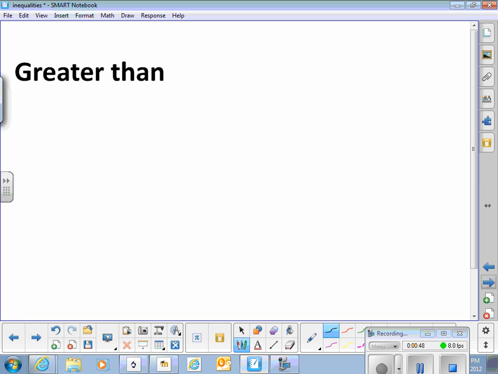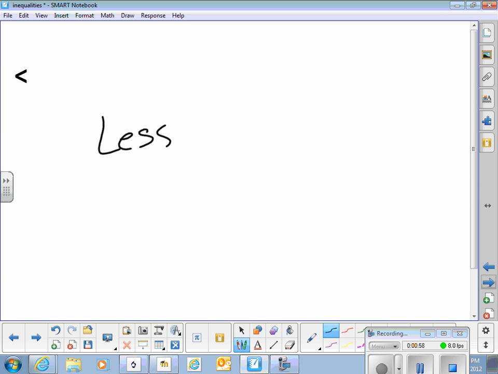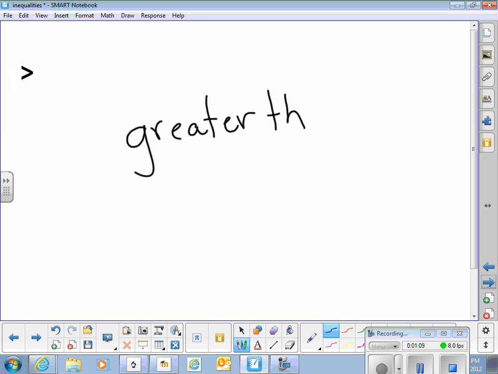Greater than, how does it look? Like that. What's on the left is greater than what's on the right. Which one is this one? Less than. Which one is this one? Greater than.